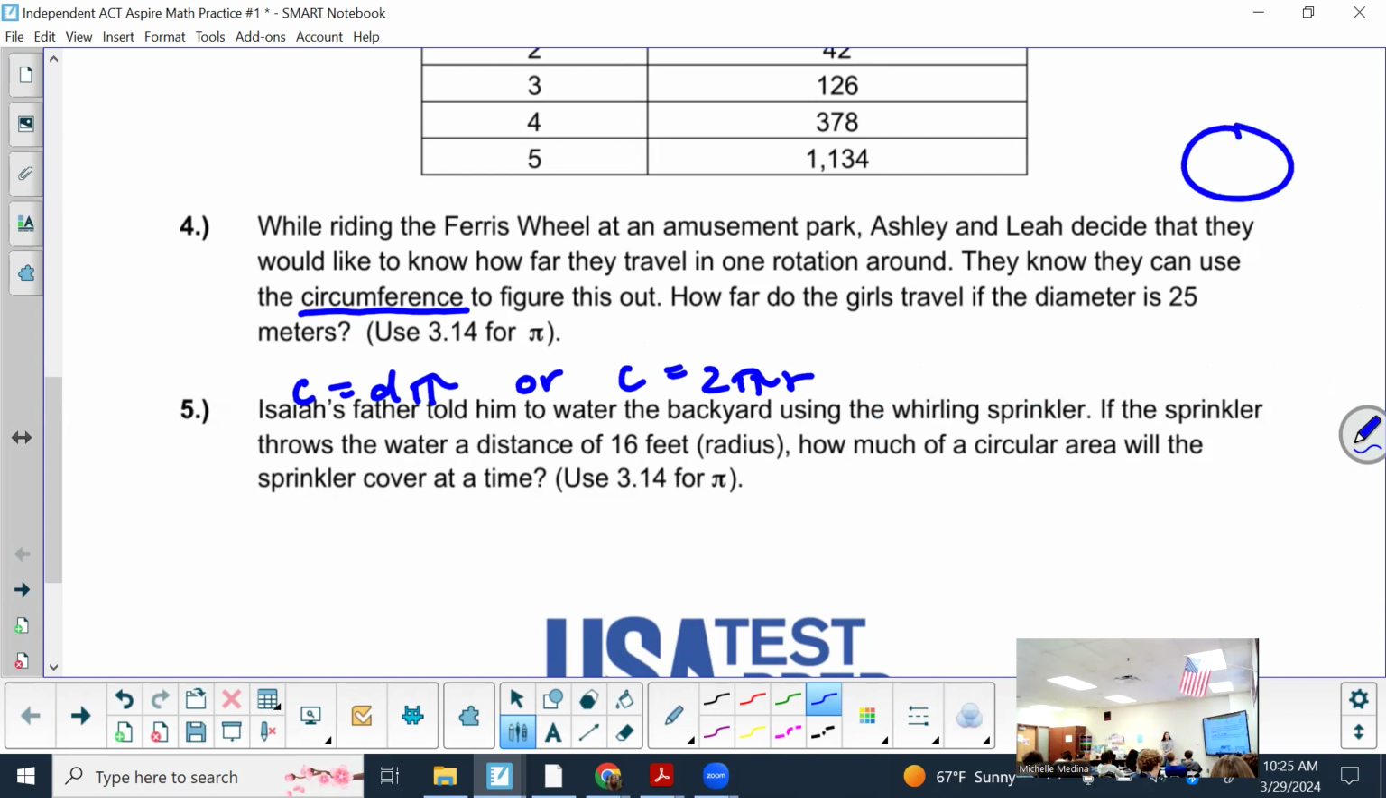Both of these work because you guys know the difference between diameter and radius. Okay, perfect. So diameter is all the way across through the center. Radius is from the middle to the edge. The reason why both of these work is because we have times 2 in this one: 2 times the radius is equal to diameter.